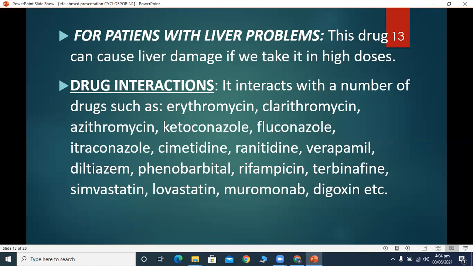Now, here we will discuss some drug-drug interactions, that is, what drugs have the capability to interact with cyclosporine. So then we should avoid these drugs while giving cyclosporine. It interacts with a number of drugs such as erythromycin, clarithromycin, phenobarbital, rifampicin, digoxin, uromab, levostatin, simvastatin, etc.